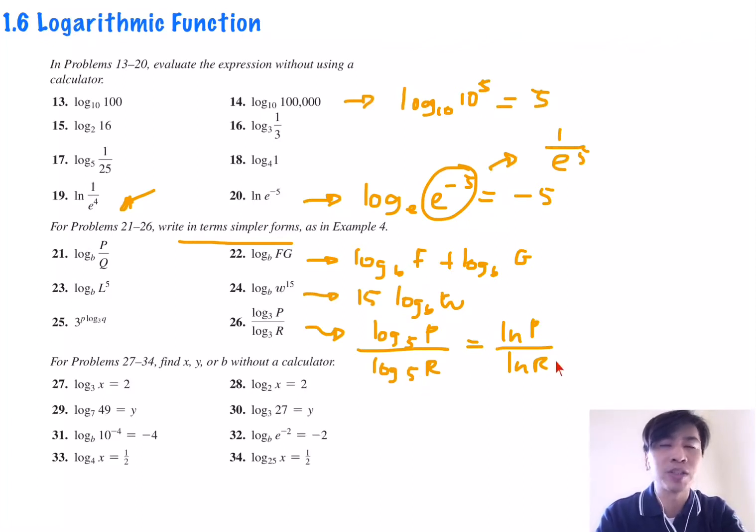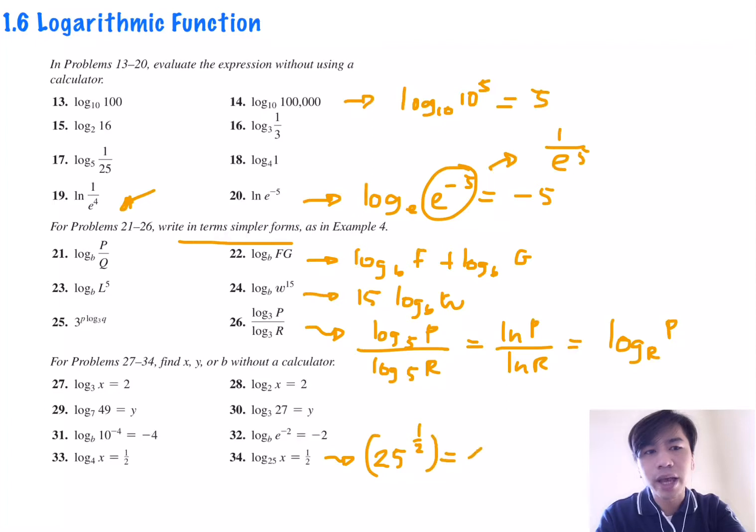Yeah. Number 26, it's quite interesting to have this. You can also put it as this: log to the base 5 of p over log to the base 5 of r. Or you can also have ln p over ln r. Or you can put any number as the base over here. So if I put it in simpler words, it will be log to the base r of p.